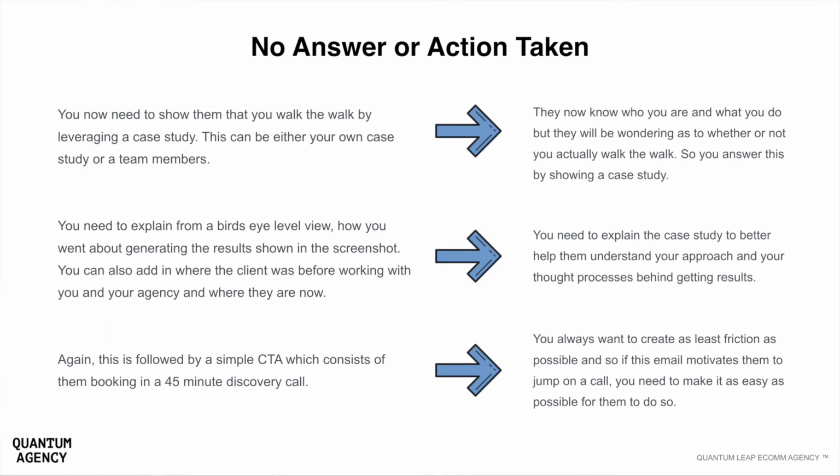If they can see that, then they're going to feel as though, okay, I'm in their position 5 months ago, a year ago, whatever. They started to work with your agency and now they're where I want to be. Hence, I want to now go ahead and book in a discovery call. I hope that makes sense, and that's what leveraging case studies and showing where clients were and where they are now after working with your agency does for the potential leads that you're trying to bring on board, okay? So again, this is followed by a simple CTA, which consists of them booking in a 45-minute discovery call, exactly the same as the previous email.